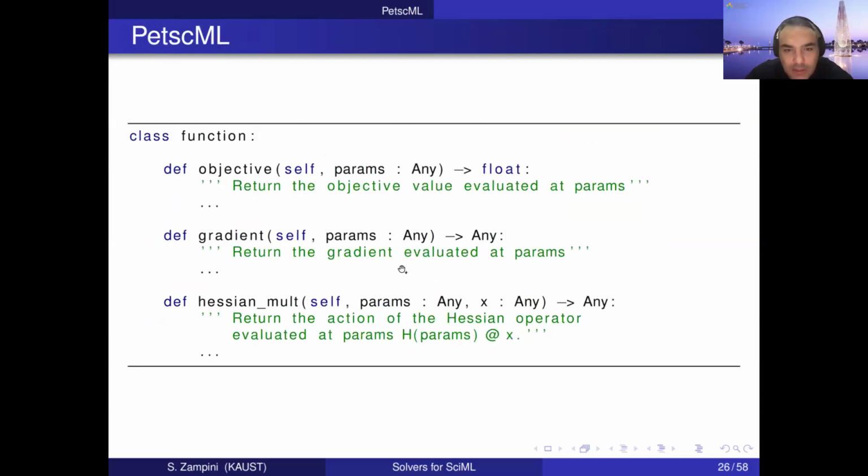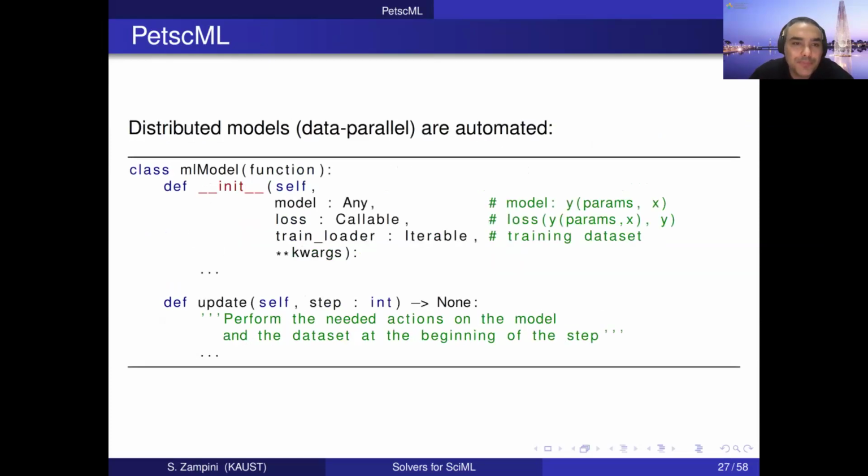This is not really how it looks, but the idea is that you have a function that has to obey some interface, and the interface is very general. Say, give me the value of the objective at some parameter value, give me the gradient, give me the action of the Hessian matrix-vector product. And this doesn't know anything about the numerical backend of PETSc. So this is basically PyTorch code or JAX code.